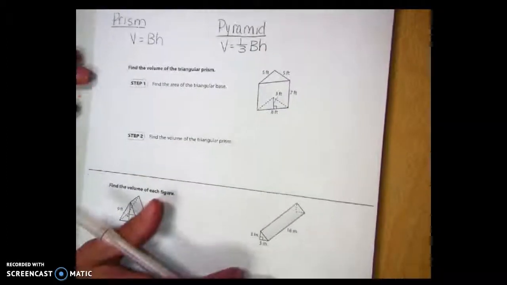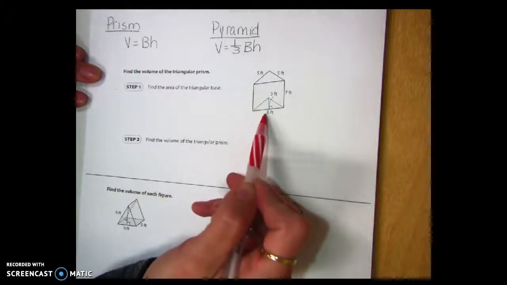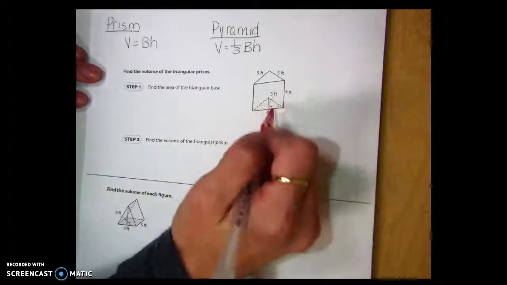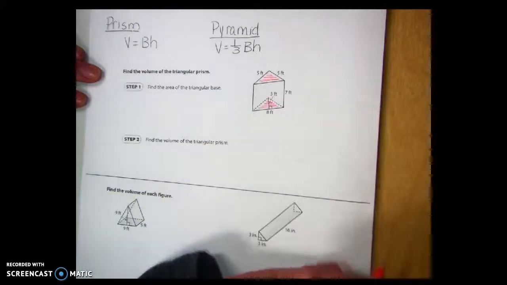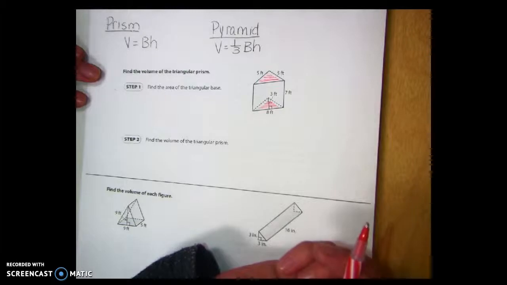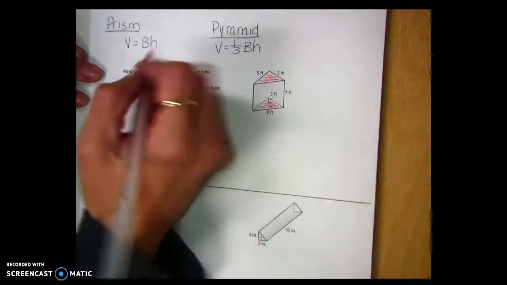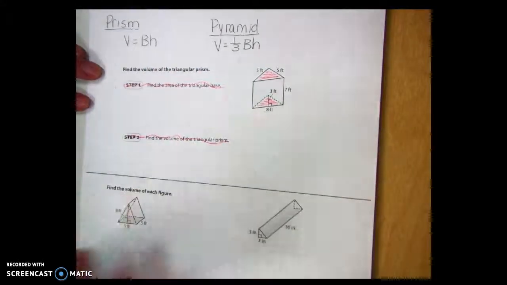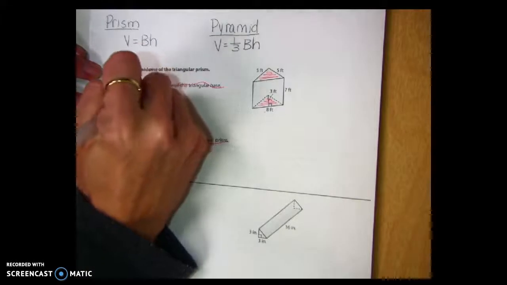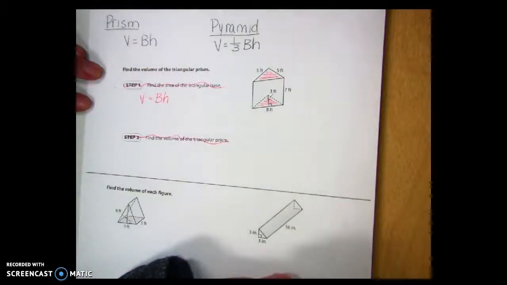So looking at this first one, here are my two formulas. This first one would be a triangular prism because it has two bases. Here's a base and here's a base, so that makes it a prism. And those bases are triangles, so it is a triangular prism. We're just going to ignore this part. All right, so we're using a prism, so our formula would be volume equals area of the base times height.